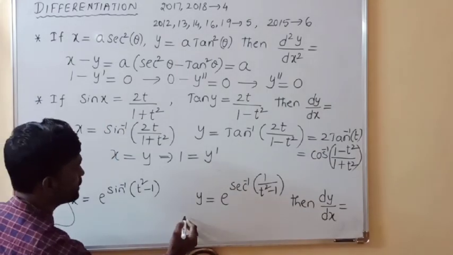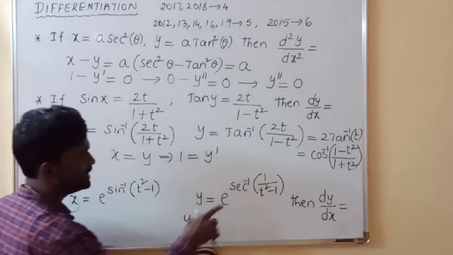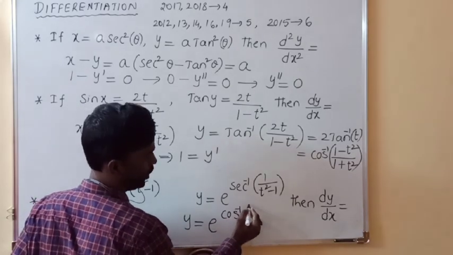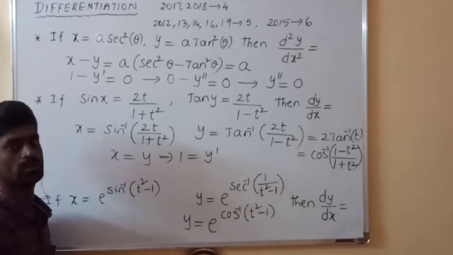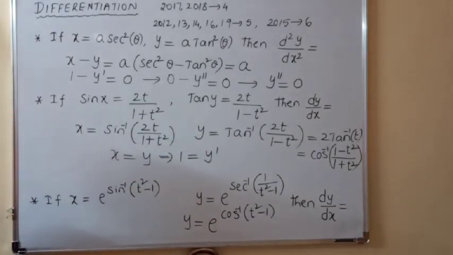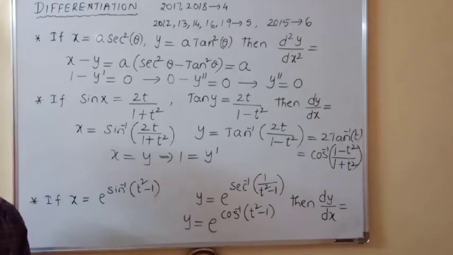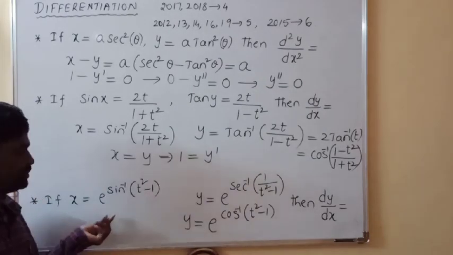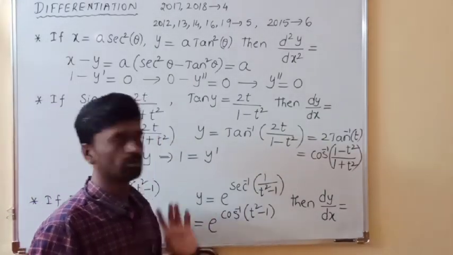So here we can write y is equal to e power secant inverse of 1 by t square minus 1, which can be written as cos inverse of t square minus 1. Correct? Now multiply these two equations, because it looks like sine inverse of x. Correct? e power sine inverse of x is in the form of e power cos inverse of x.